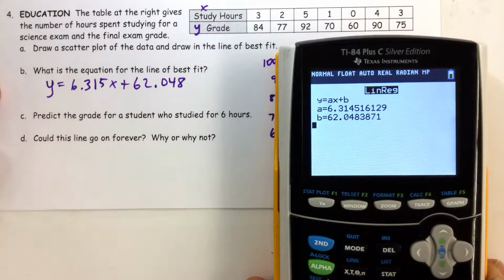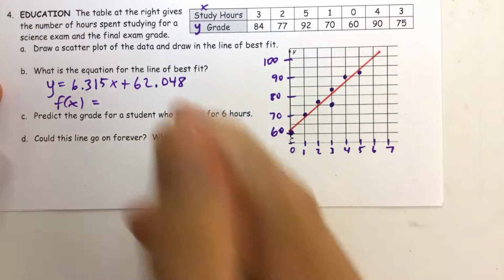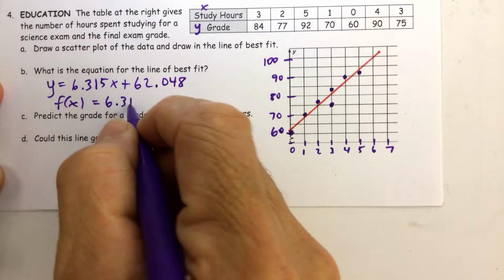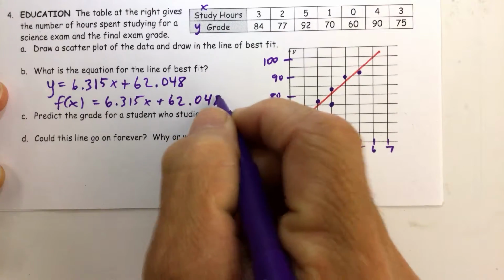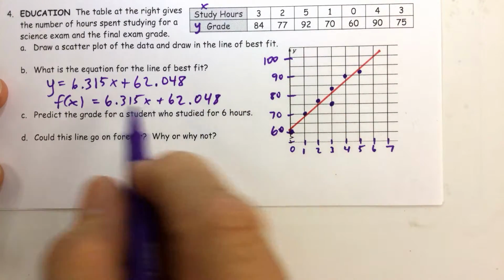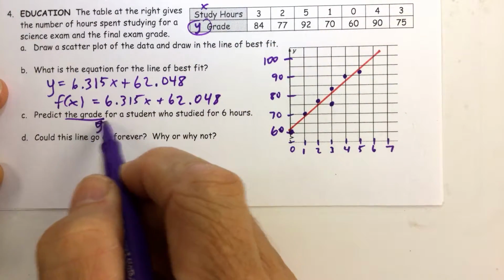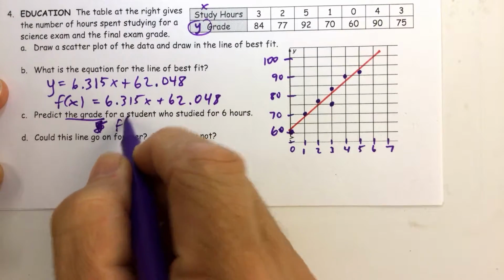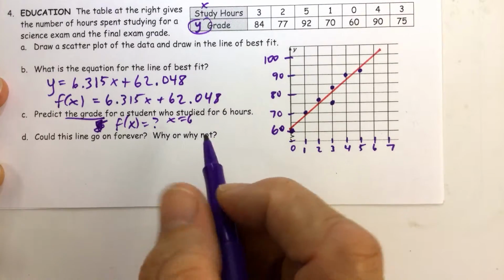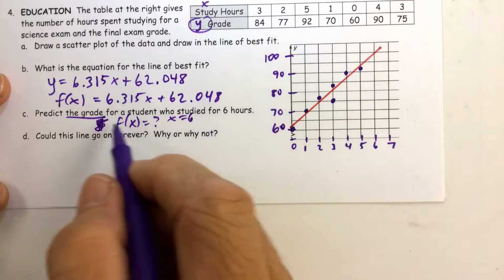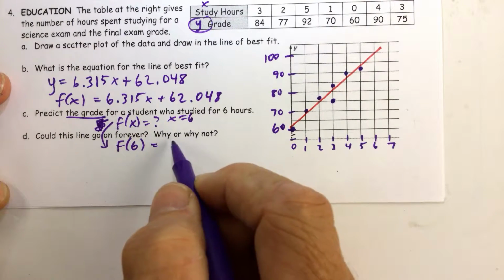Predict the grade for a student who studied for 6 hours. Let's go ahead and write it in function notation. If we write it in function notation, the only thing we switch is the f of x. We write f of x instead of the y. So if we want to predict the grade, remember the y is the grade. So we want the grade y, or f of x, equals what when x is equal to 6. The way we write that, and I'm going to do some of the work down here, is what is f of 6?